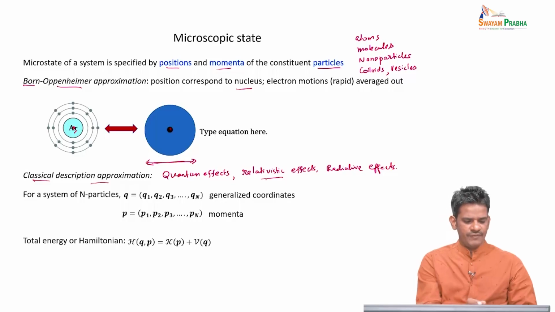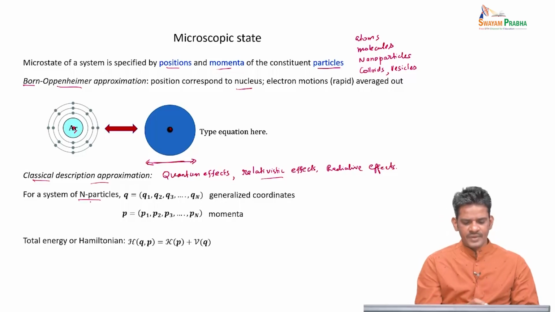In such a case, when you have N particles in a system, you specify all the positions of the constituent atoms. So q1, q2, q3, up to qN, these are all called generalized coordinates.